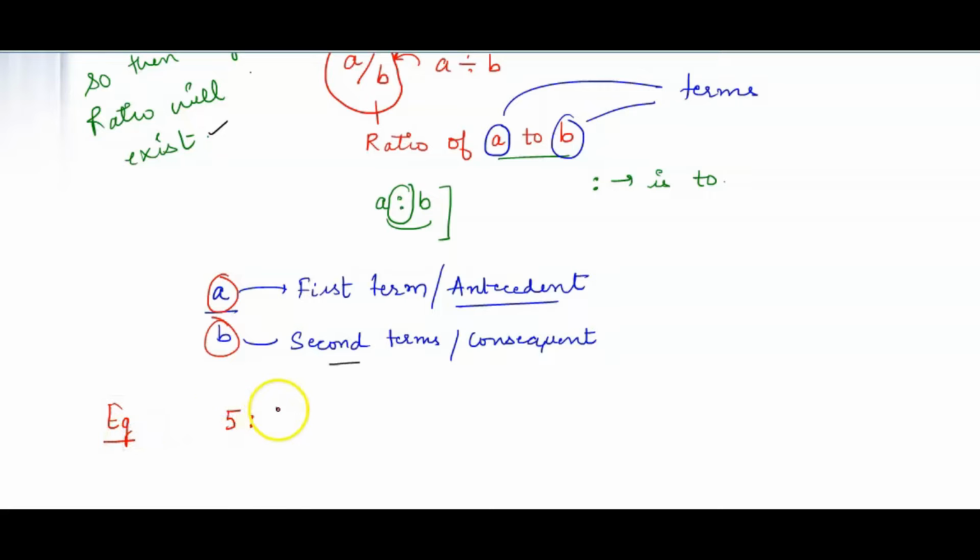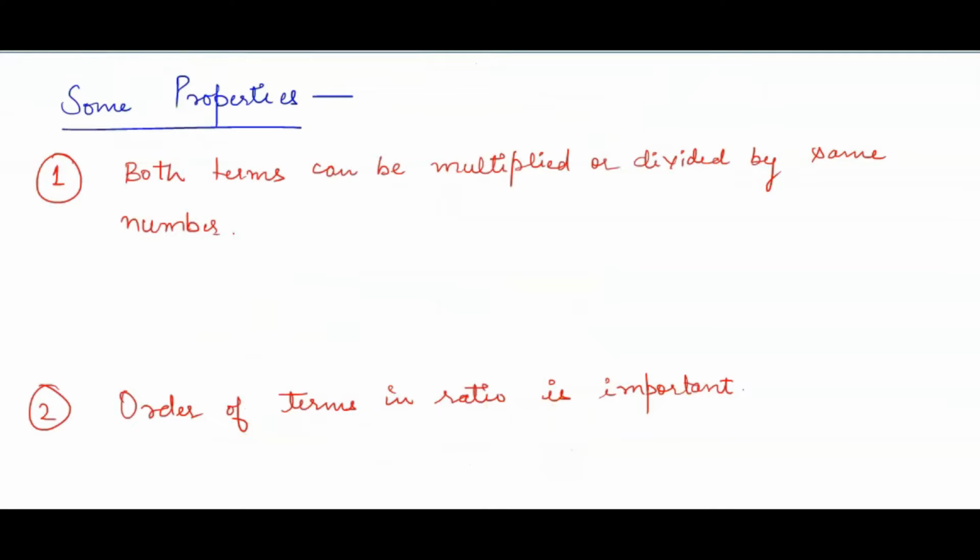Suppose we have 5:6. What is 5 here and what is 6 here? This can be written as 5 divided by 6, so we can say that 5 is our first term and 6 is our second term. Now we are going to discuss some properties of ratios.